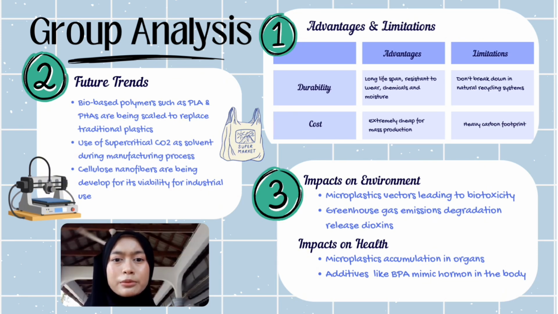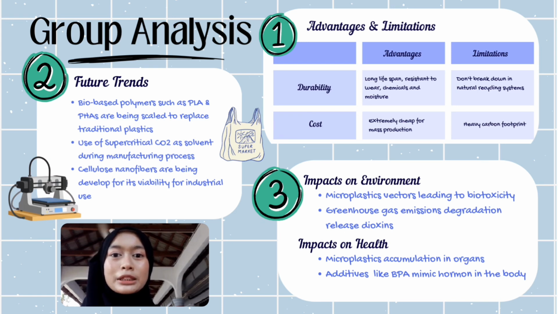Next, for the future trends, we talked about bio-based polymers, use of supercritical carbon dioxide as solvent, and cellulose nanofibers. Bio-based polymers such as PLA and PHAs are being scaled to replace traditional plastic. This is because recent studies have shown that PLA has high impacts on water eutrophication and has significantly lower greenhouse gas emission compared to traditional plastic.